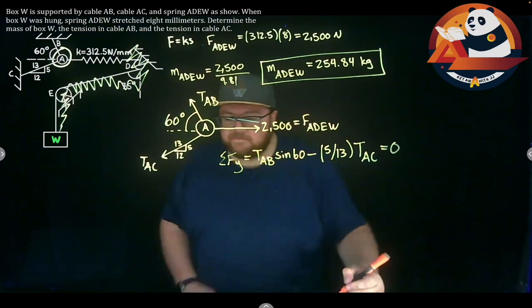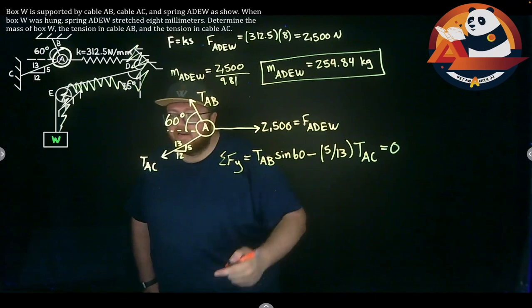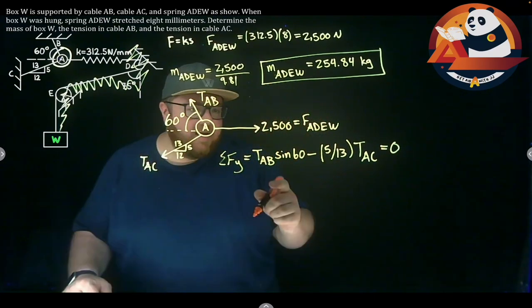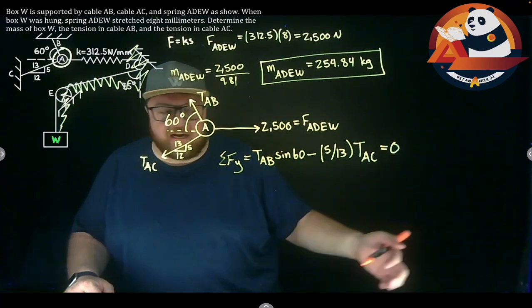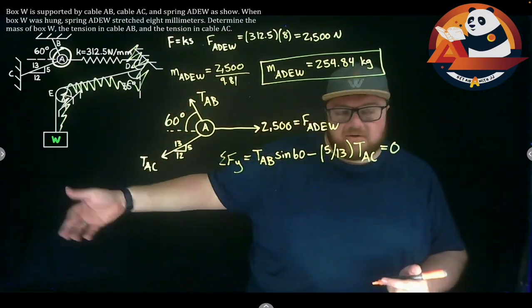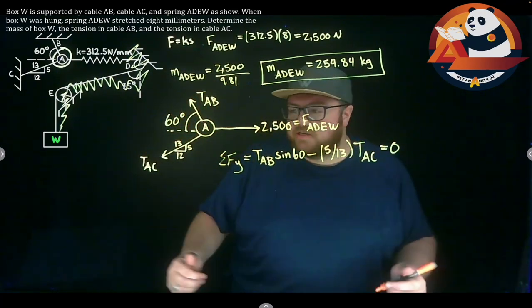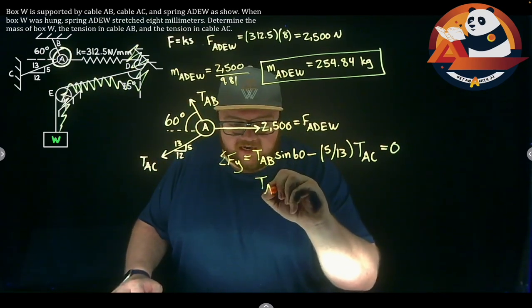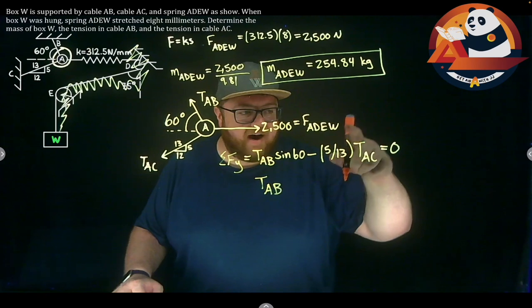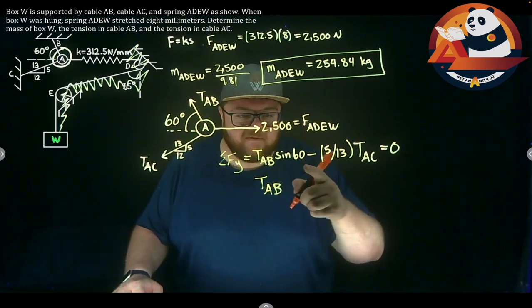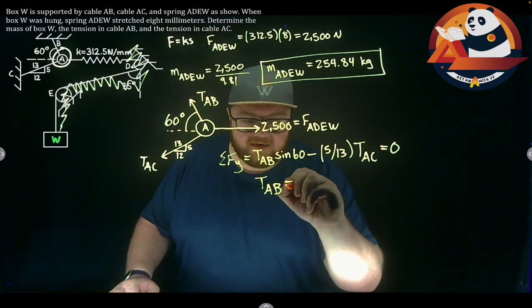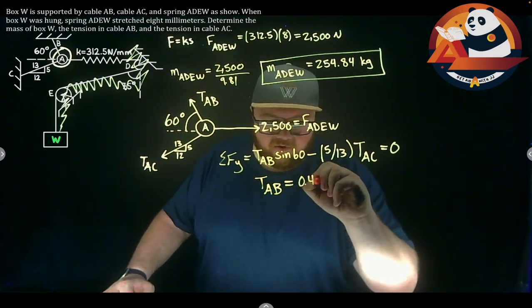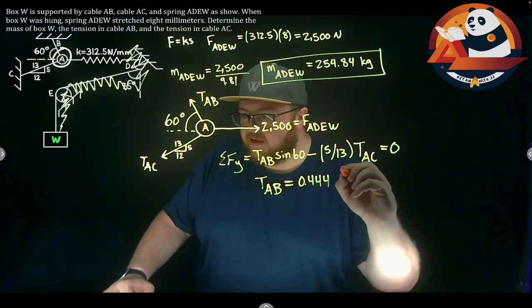equals 0. When I solve that, I can't get it solved out, but I can relate one of those variables to the other. I could get a TAB equal statement or a TAC equal statement. I'll still have two unknowns in there. But let's get this to TAB. This would reduce to TAB. I'm just moving that 5/13 TAC to the other side and dividing by sine 60. Is going to get us equal to 0.444 TAC.